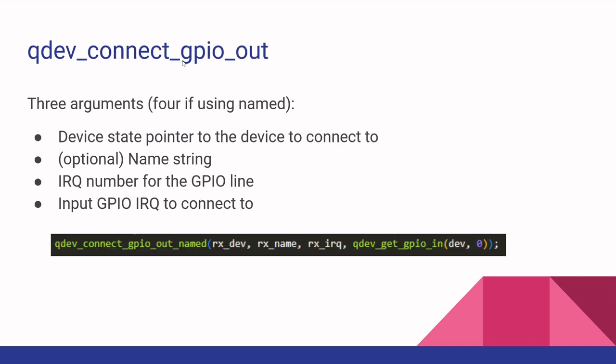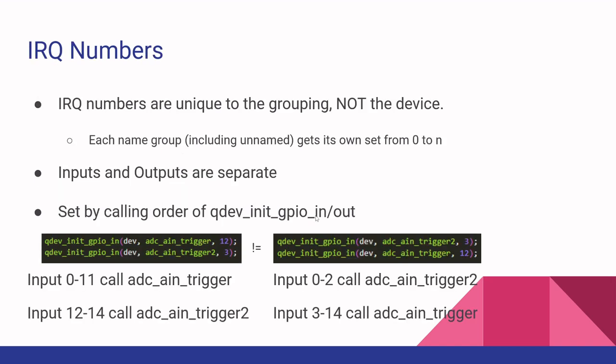Moving on to qdev_connect_gpio_out, there are three arguments, four if we're using named. So this one uses named. We have the device state pointer. This is the device we're getting the GPIO output pin from and connecting to the name of the group. This has a name, Rx_name, which is just another variable. Then we have the IRQ number, and then the pin to actually connect, in which case we just used the output of the qdev_get_gpio_in call.